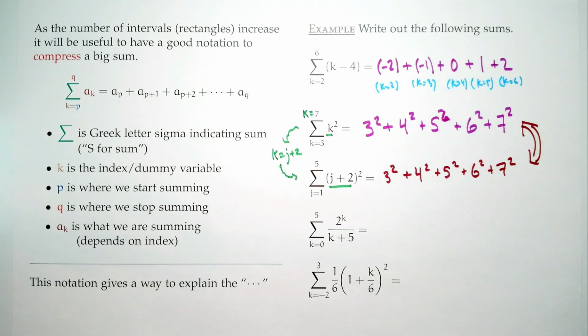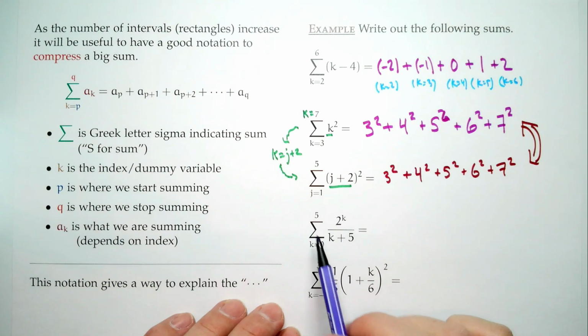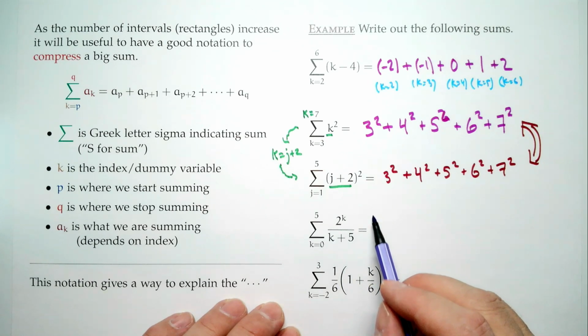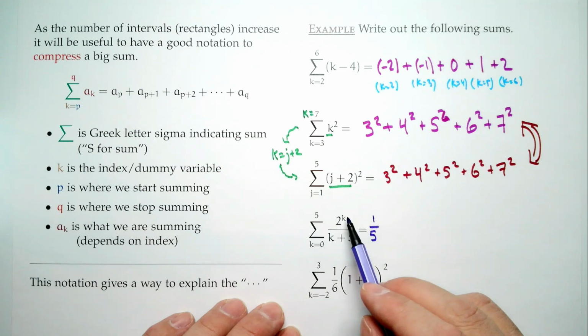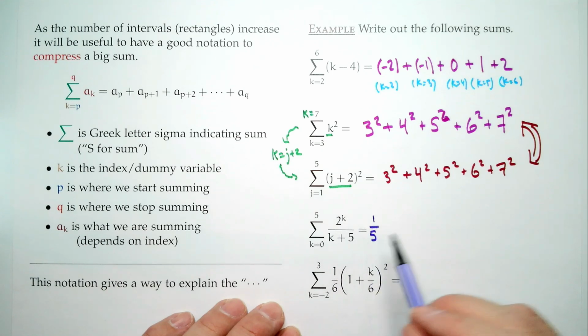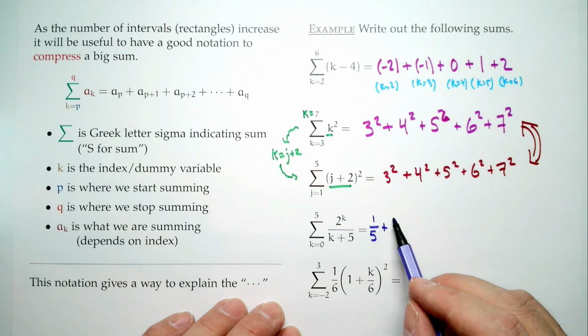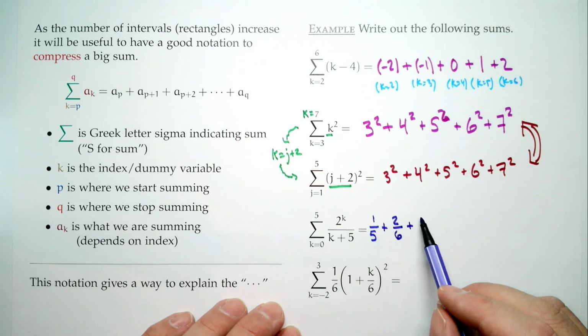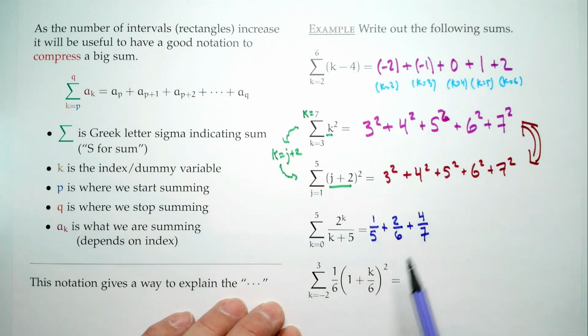Okay, two more to go. All right, we'll speed up. So we're summing from k equals 0 to 5 of 2 to the k divided by k plus 5. What's the first term look like? 1 over 5, because 2 to the 0 is 1, and 0 plus 5. What's the next term look like? 2 over 6. Next term? 4 over 7.